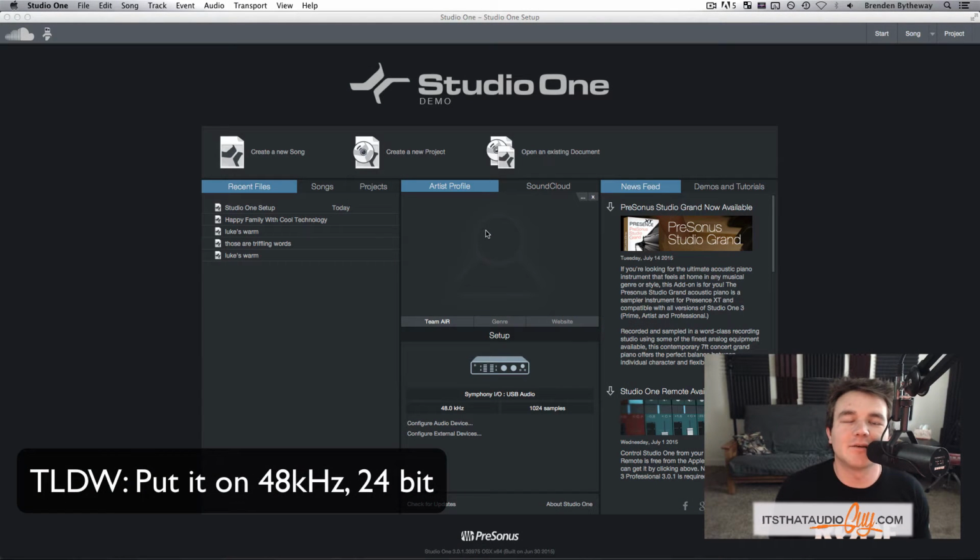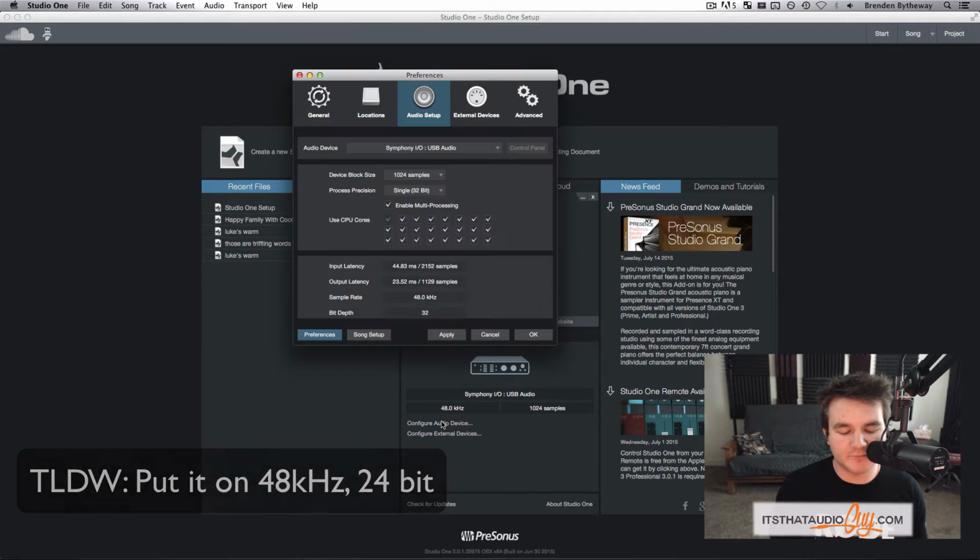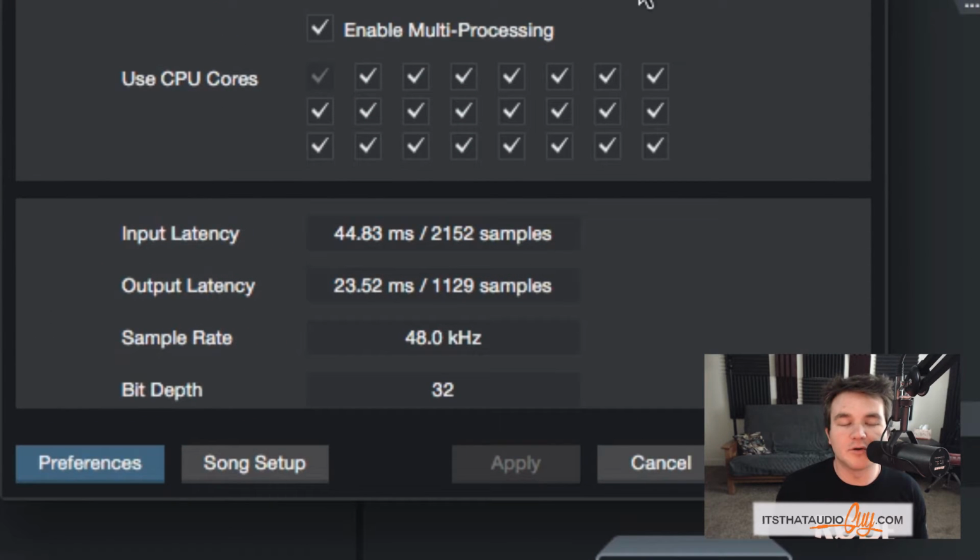Today we're going to be talking about sample rate in Studio One and where to find it and how to change it. So when you first open your Studio One project, you get this window. And if you just click here, configure audio device, then it will pull this up. And this is what we're going to be focusing on.